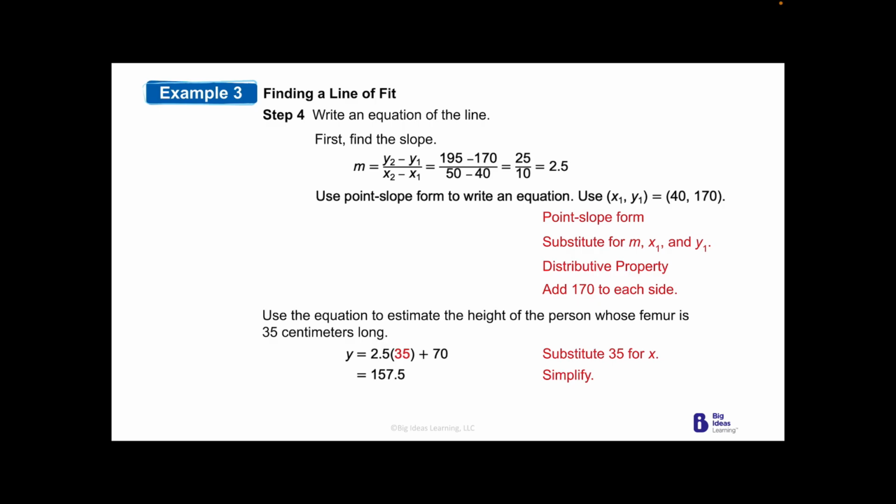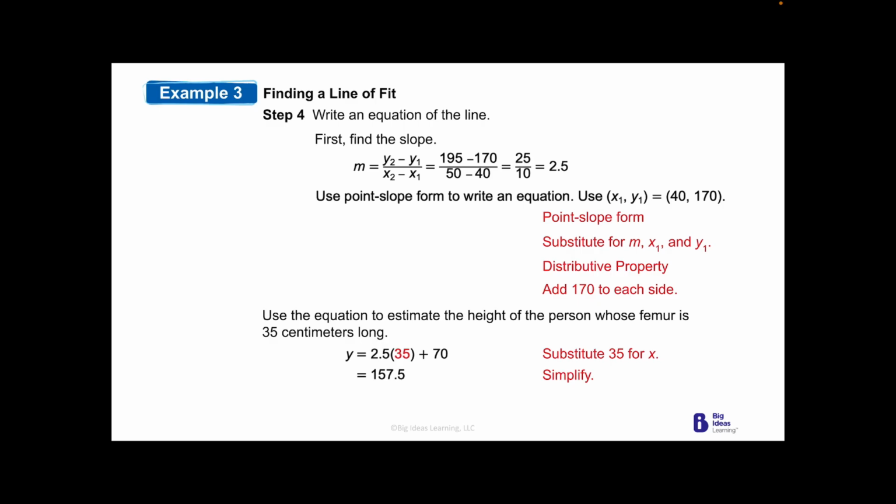That will give you the equation, and this is what I need you to write down: y equals 2.5x plus 70. After going through the steps, you find that the b, your y-intercept, is 70. And from there, you just combine it all together. Y equals 2.5x plus 70.